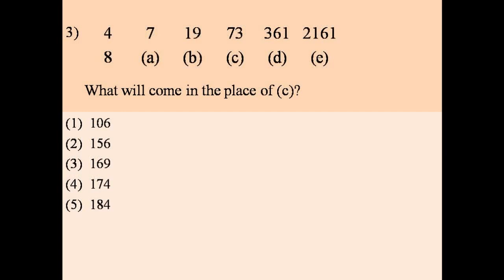Then question 3 is again similar. Another procedure will be there, but the same type of cracking has to be done. The third one is 4, 7, 19, 73, 361, 2161. So here what is the rule by which it comes?